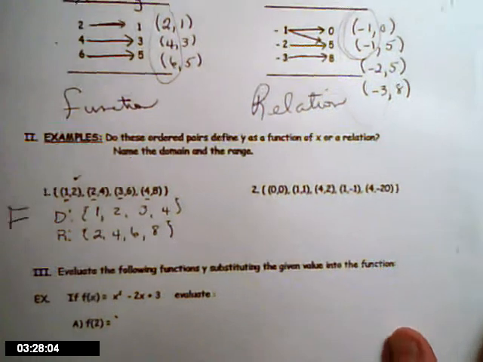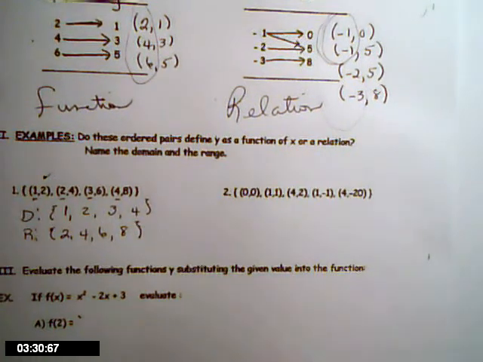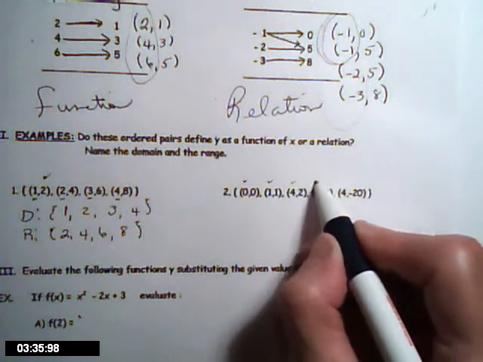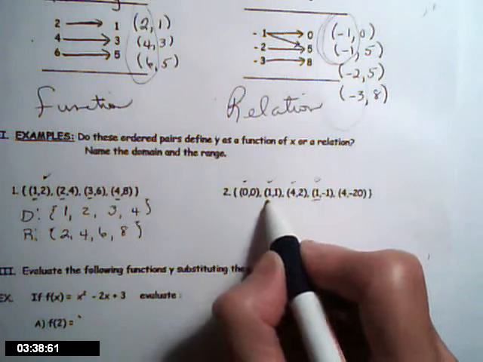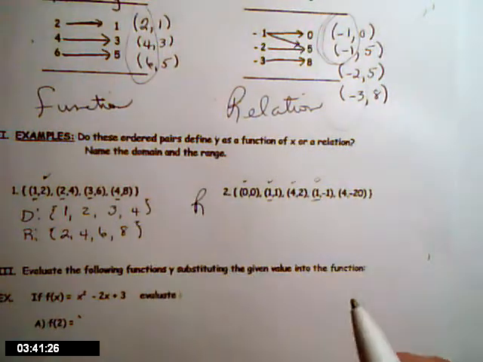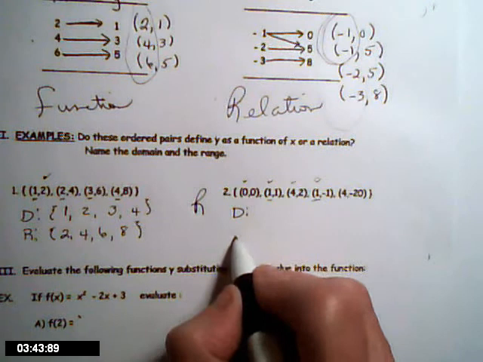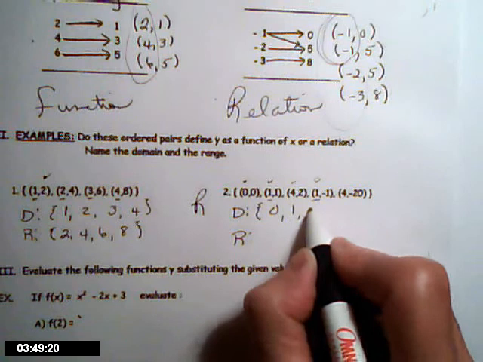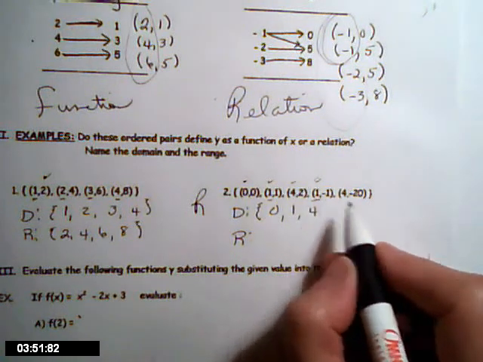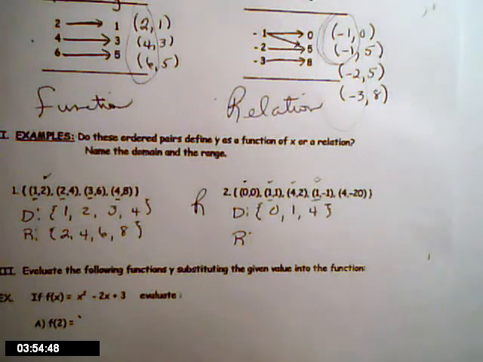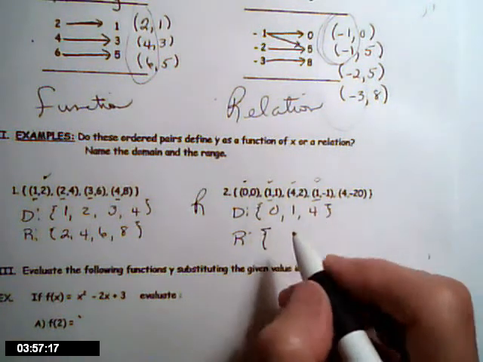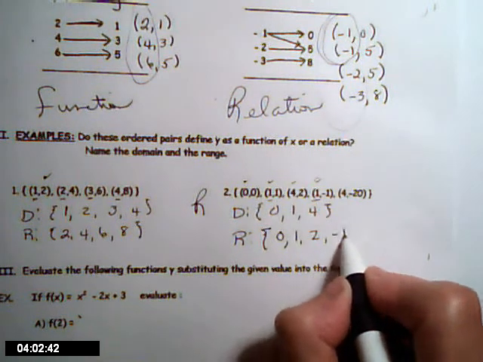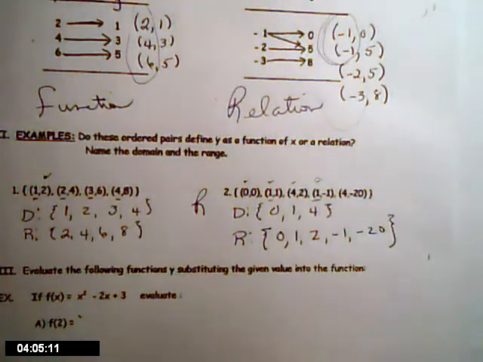Okay. Second problem, again, to see if we have a function, we look at x's. 0, 1, 4, 1. Okay, notice there's a 1, there's a 1, they repeat, so we have a relation. Now we can go ahead and find domain and range. Domain is all of the x's. 0, 1, 4, and then it repeats 1 again, it repeats 4 again, and usually they would not list these again. Range, this would be your y's. 0, 1, 2, negative 1, and negative 20.